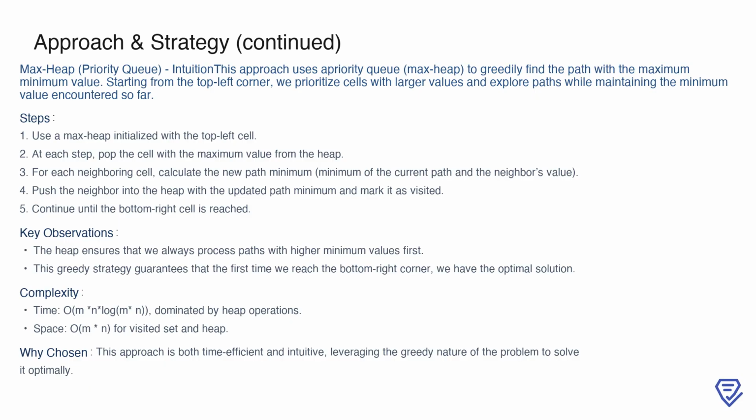For each of its unvisited neighbors, we calculate the new path minimum, which is the smaller of the current path minimum and the neighbor's value. This neighbor is then pushed into the heap with the updated path minimum, and we mark it as visited to avoid revisiting it. This process continues until we reach the bottom right corner of the grid. A key observation here is that the max heap ensures we always process paths with higher minimum values first. This greedy strategy guarantees that the first time we reach the bottom right corner, the solution is optimal.